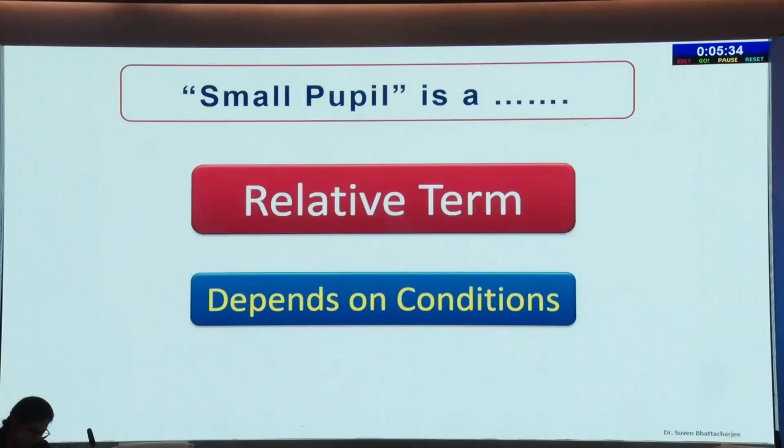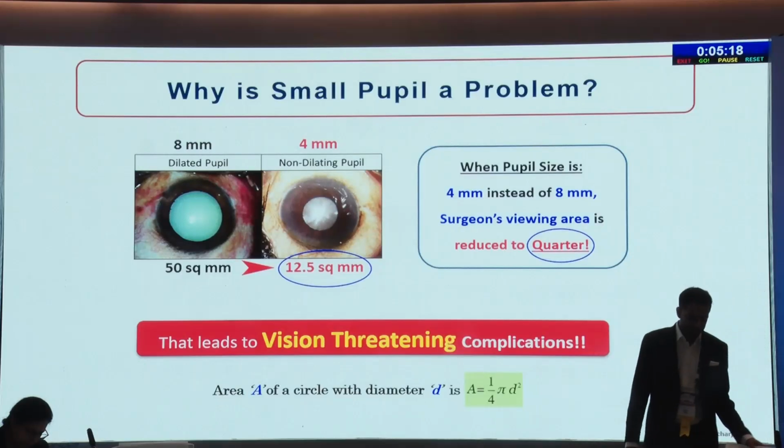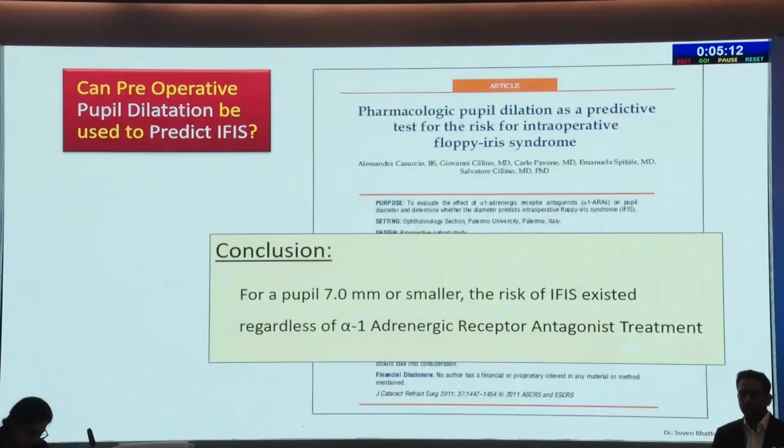So small pupil is a relative term. Depends on the conditions, the circumstances. Now, why would small pupil be such a buzzword, and why is it so important? When the pupil size drops from 8 millimeters to 4 millimeters, the pupil area available does not drop to half, it drops to a quarter for the surgeon. So that leads to vision-threatening complications.